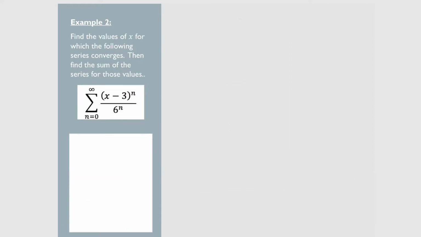So example 2. Find the values of x for which the following series converges, then find the sum of the series for those values. So again, I want to start by rewriting this series, and this is the series n equals 0 to infinity of x minus 3 to the nth over 6 to the n. Now what I'm going to do, like before, is simplify it down a little bit just to help me out. And x minus 3 to the n over 6 to the n can be put together as x minus 3 over 6 to the n. Now, that just helps my brain see it.